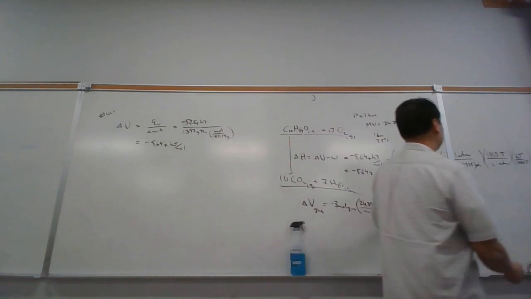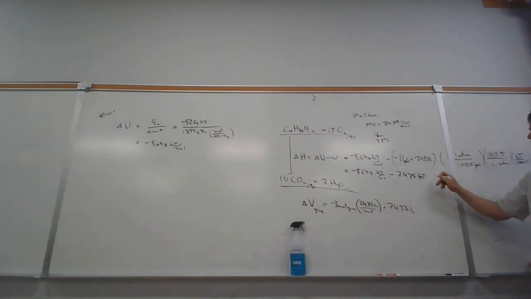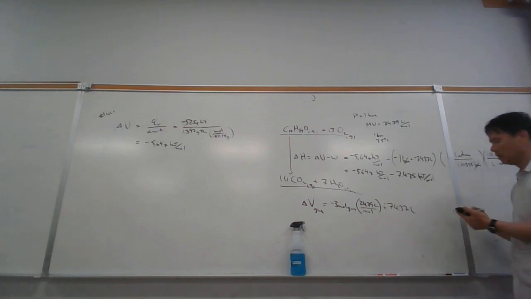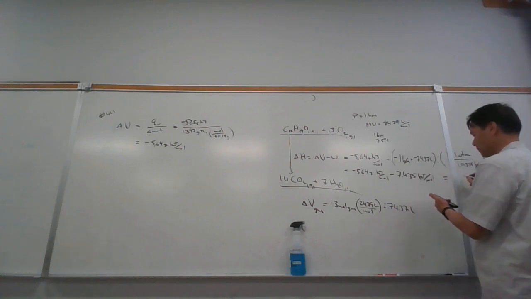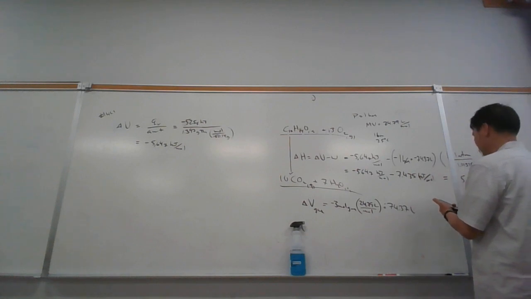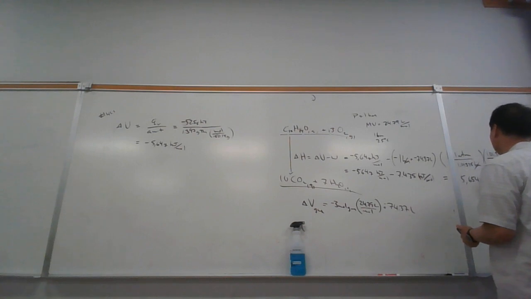Now, this is how many kilojoules for how much are we burning? Even though the units here are in kilojoules, this is kilojoules per mole. So I can just add that on here because that's how much I'm going to get when I combust 1 mole. So this is kilojoules per mole as well. And so I'm going to end up with 5,654 kilojoules per mole, negative.